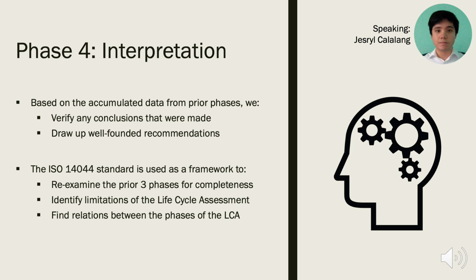This includes reviewing the prior 3 phases of goal and scope, life cycle inventory, and impact assessment. In addition, limitations of the life cycle assessment are identified, as well as the relationships between its 4 phases. By analyzing our data, we further ensure that it was all measured correctly and holds considerable accuracy.